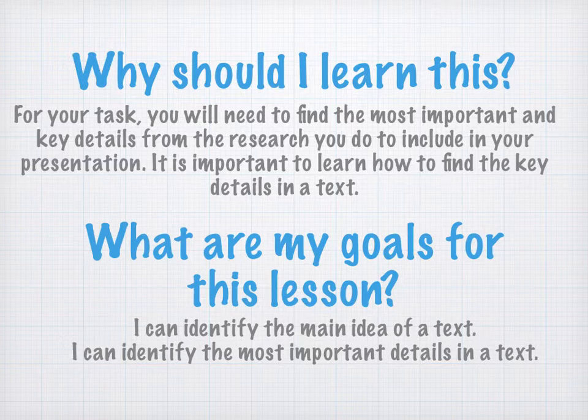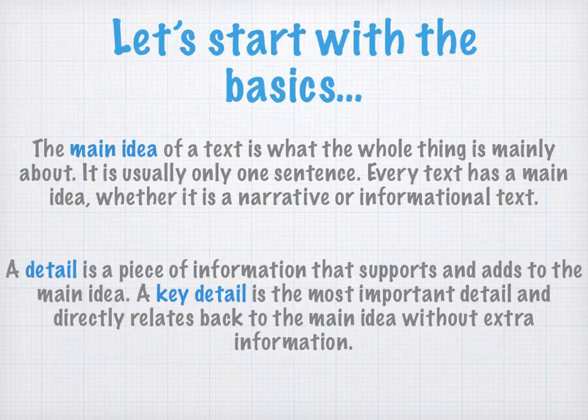Our goals for the lesson today: you're going to be able to identify the main idea of a text, and then you're going to be able to identify the most important details in a text. So let's start with the basics. The main idea of a text is what the whole thing is mainly about. It's usually one sentence, and every text has a main idea, whether it's a narrative or an informational text. A detail is a piece of information that supports and adds to the main idea. A key detail is the most important detail and directly relates back to the main idea without any extra information.